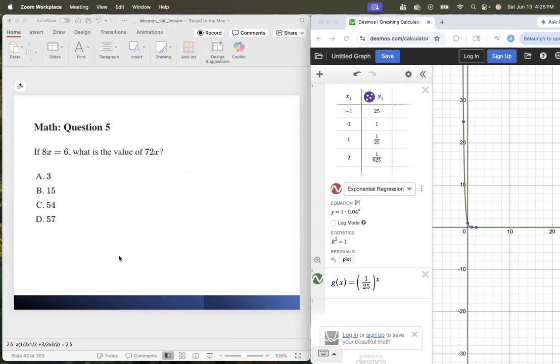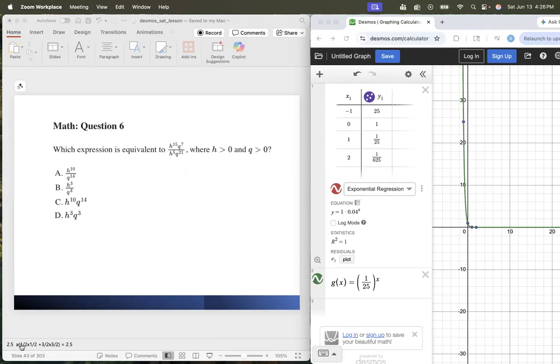Question 5: if 8^x is equal to 6, what is the value of 72^x? This does not need Desmos. Because the difference between 8^x and 72^x is 72 over 8, which is equal to 9. That's all. 9 times 6 is going to give you 54.